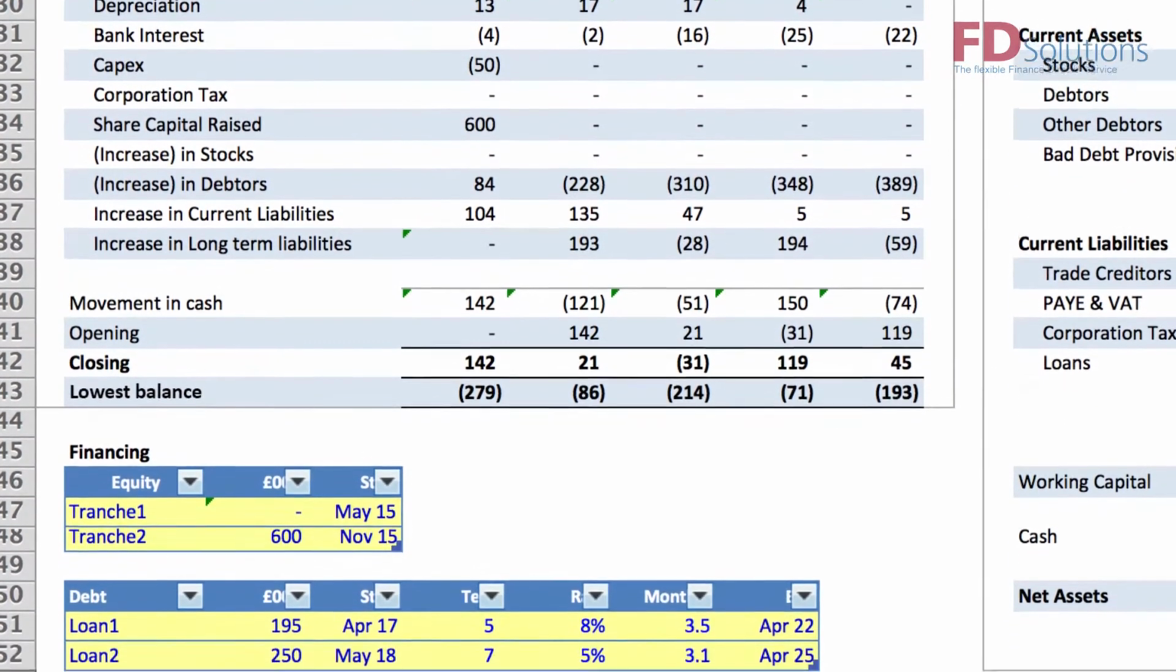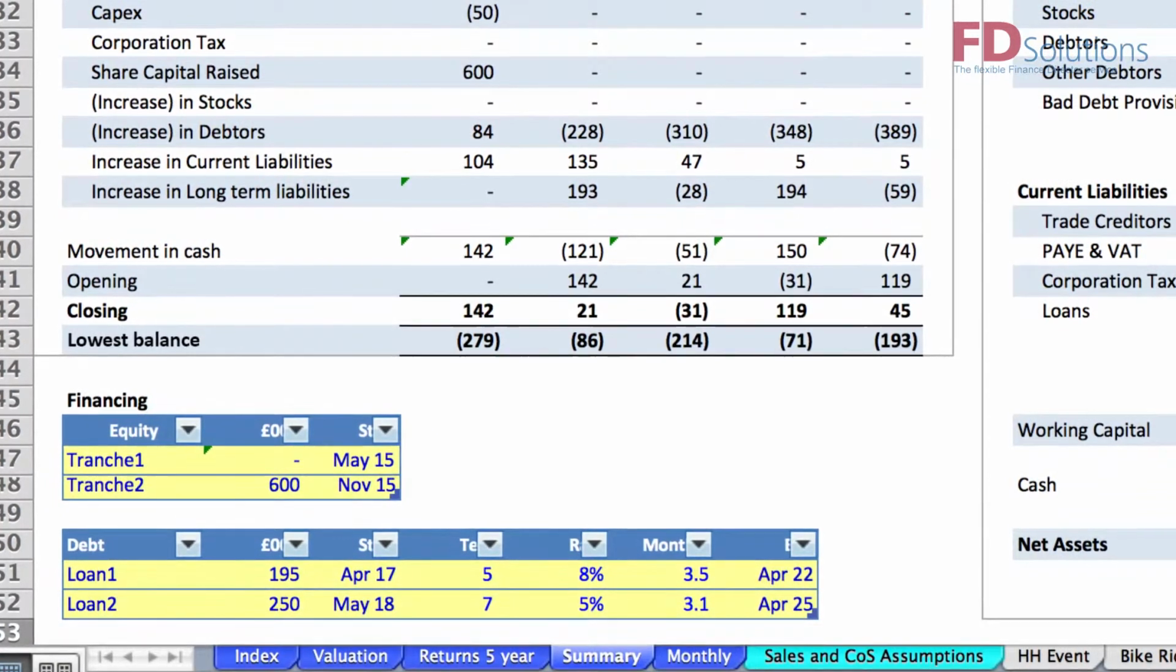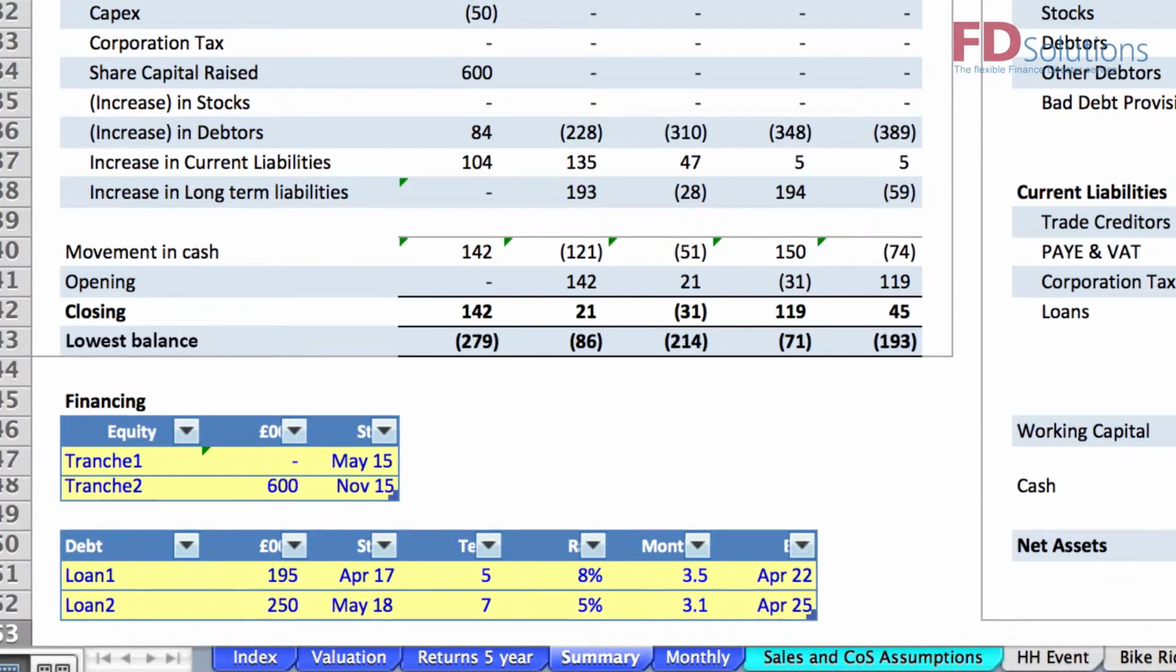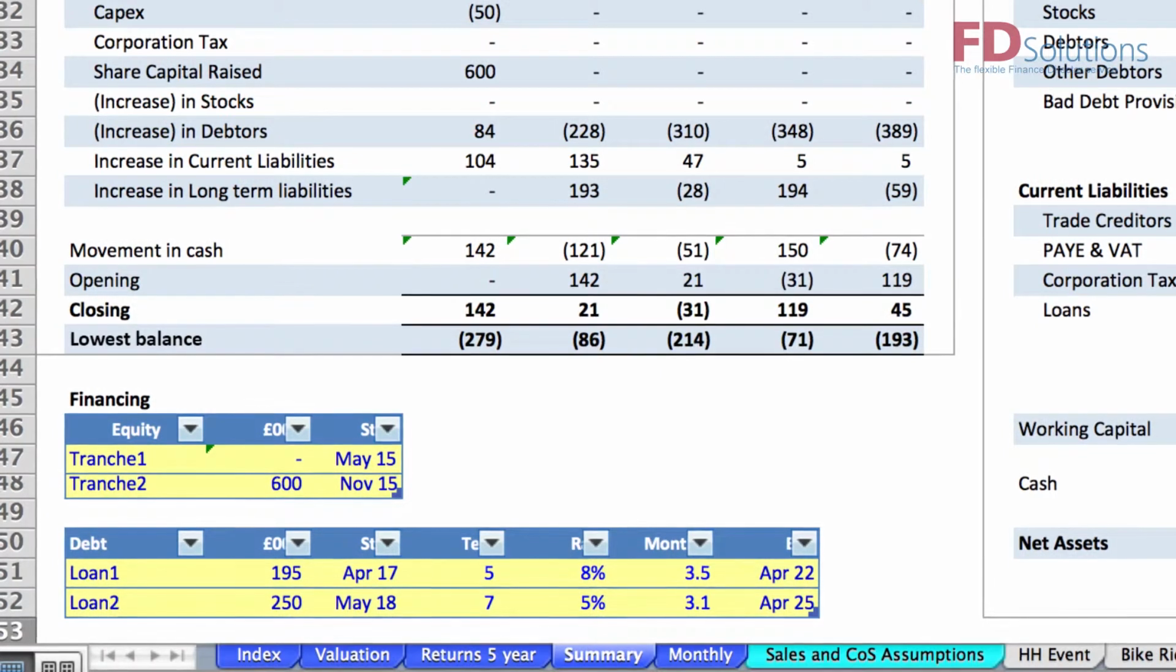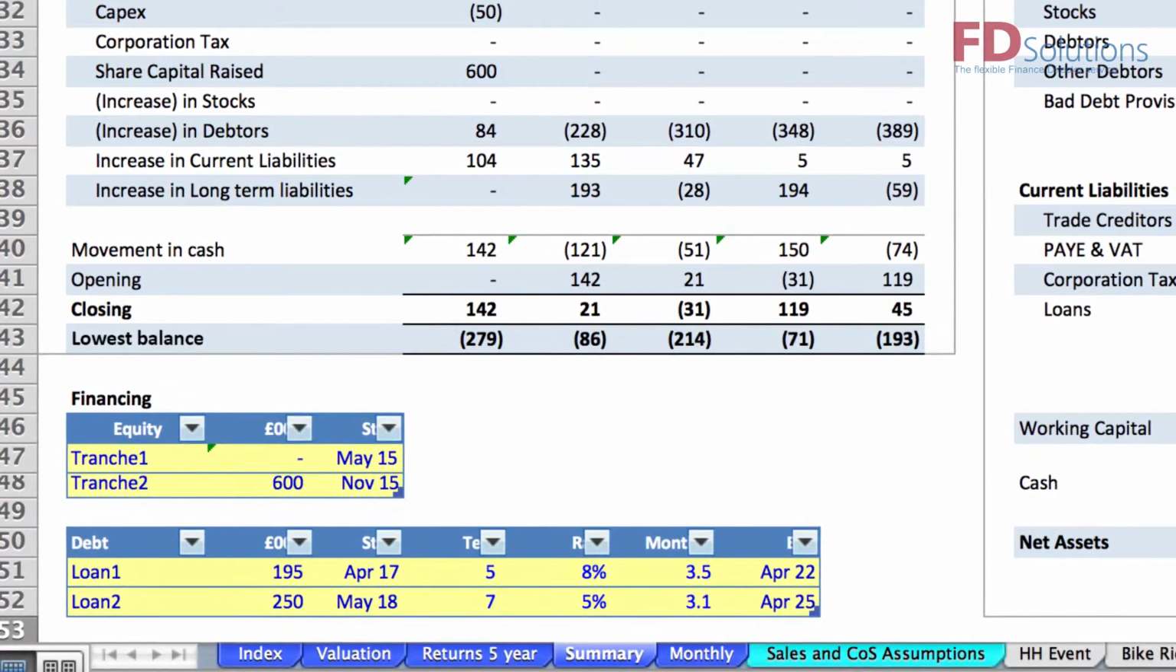Down here are some of the key assumptions: financing of equity within its tranches and the dates that that's happening, and then debt, when that's going to come in. We've worked out how much debt can be raised for this business. So at the moment this business is showing a cash flow deficit, and we can adjust that by putting the right amount of cash in there.